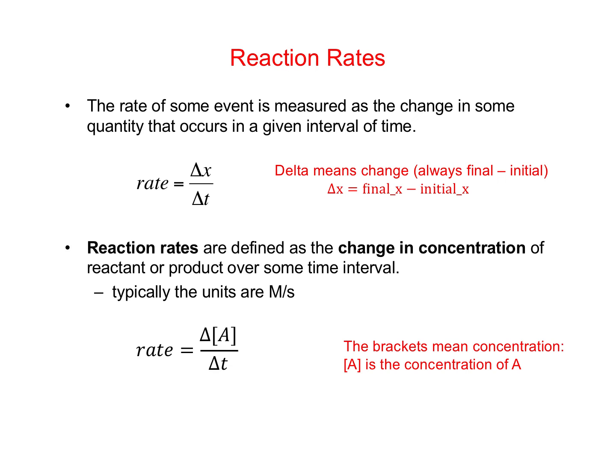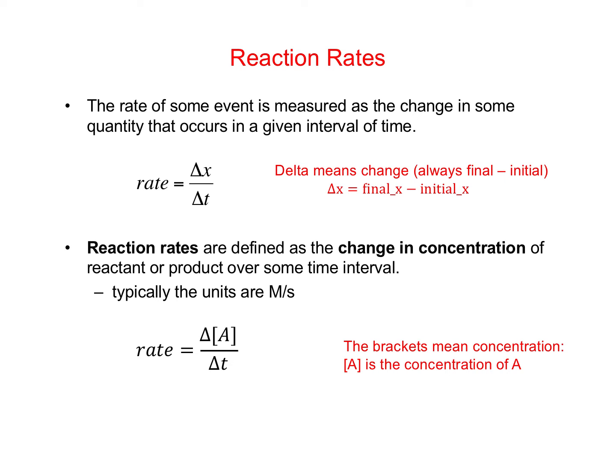Right, so in science and math, we talk about rates a lot, not just reaction rates. In general, the rate of some event is measured as the change in some quantity that occurs in a given time interval, or the change in that quantity divided by the change in time. So the rate of any process is just the change in something divided by the change in time. The Greek letter delta means the change, so delta x is the final x minus the initial x.